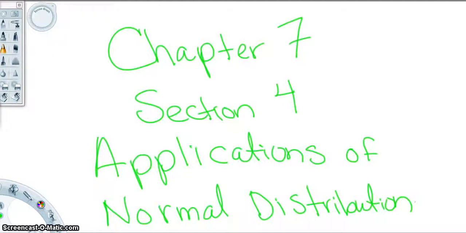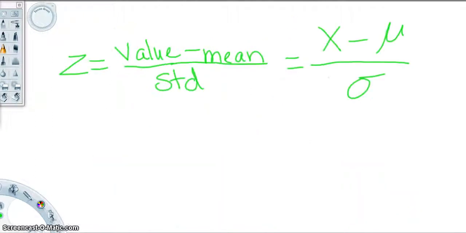Chapter 7, Section 4 is the applications of normal distributions.